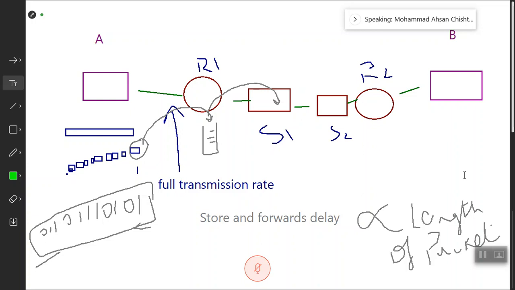As an example, or simply, if a packet consists of L bits, write down here, packet of L bits, and we have an outbound link of R bits per second, then we have the store and forward delay at the switch as L by R seconds.